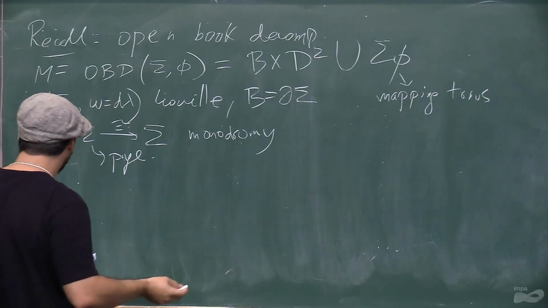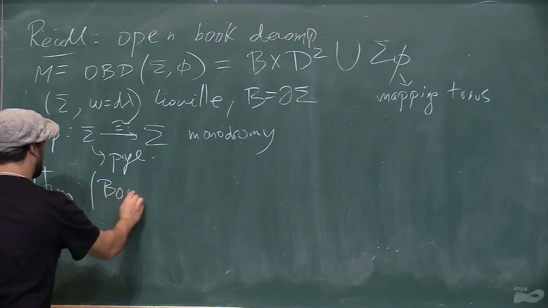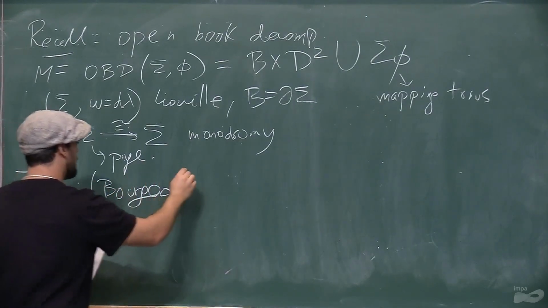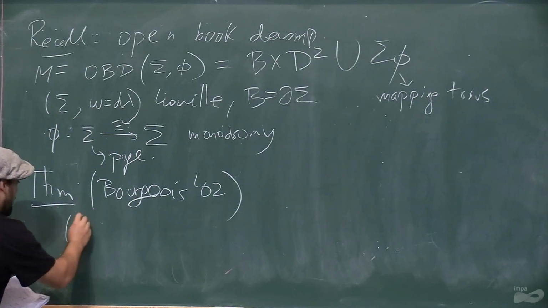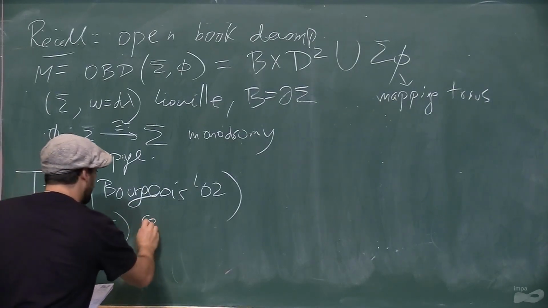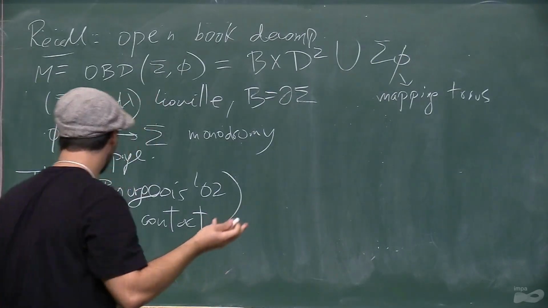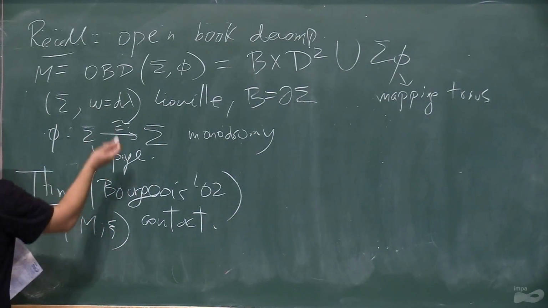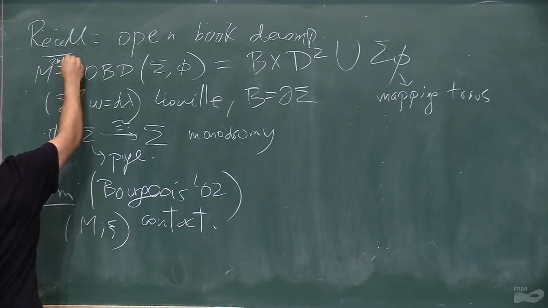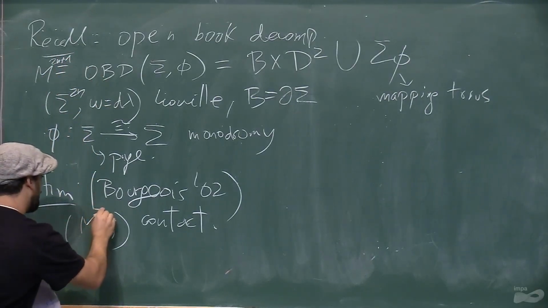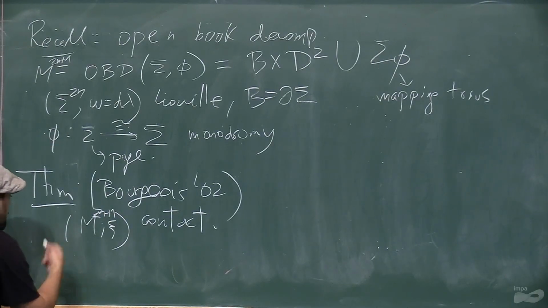So the story basically starts with the following theorem by Bourgeois in 2002, which is a construction. So you start with some contact manifold (M, ξ). In any dimension, right? So here, Σ is 2n dimensional, so this guy is 2n plus 1 dimensional. So I start with some 2n plus 1 dimensional contact manifold, and I take some supporting open book decomposition.